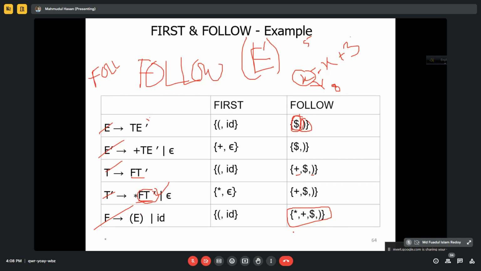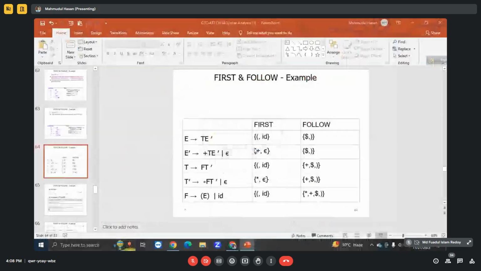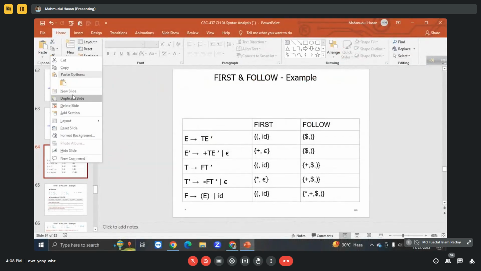Got it? Yes. Now try to practice one example. Okay, just a minute.